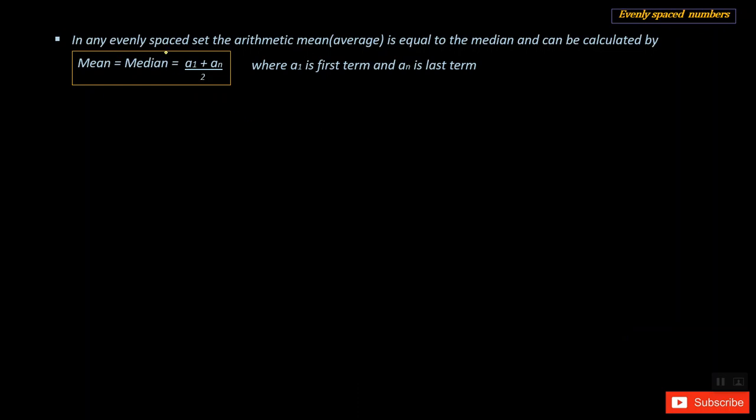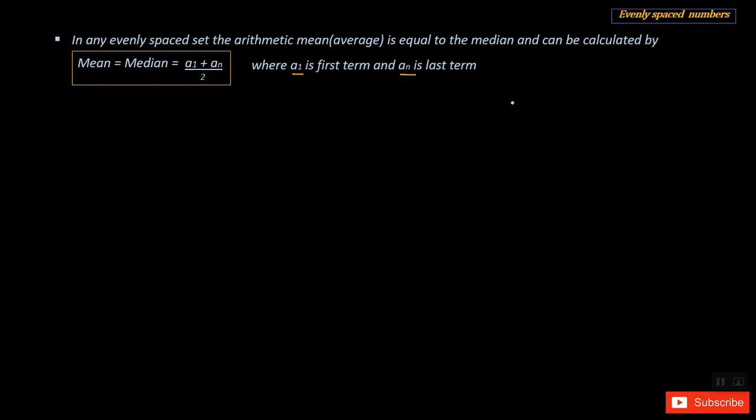In any evenly spaced set, the arithmetic mean, that is the average, is equal to the median and can be calculated by the formula: mean equals median equals the average of the first and the last term, where a1 is the first term and an is the last term. Now first let's discuss what we mean by the median. Median means the middle term.